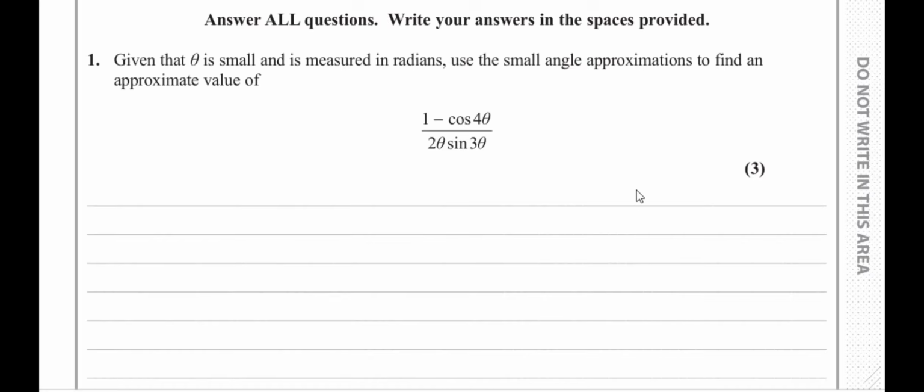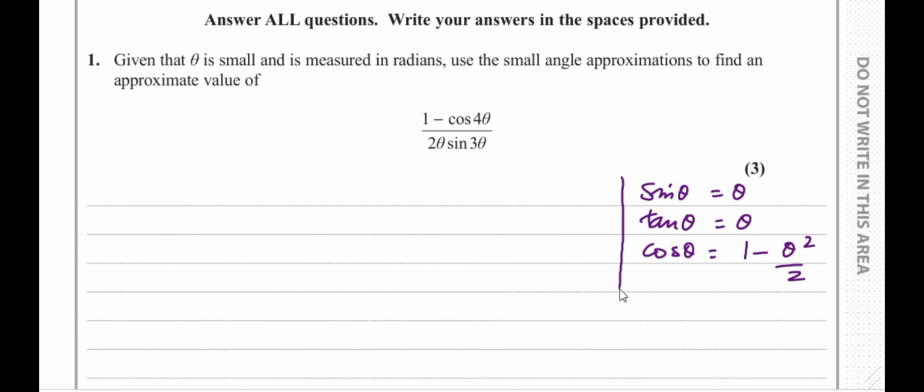So those 3 rules will be given in your formula sheet. Anyway, let me write it here. Sine theta is equal to theta, tan theta is equal to theta, and cos theta is equal to 1 minus theta square over 2. So these 3 rules are super important to remember. So what we are going to do here is apply these into this.